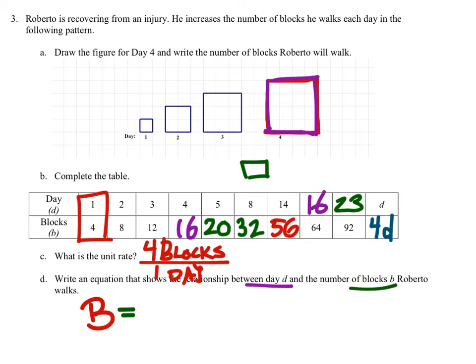And this equals what? Well, how do we figure out how many blocks there was for any of them? We did 4 times the day. That was it. Now that is shown also in this column right here on the table.